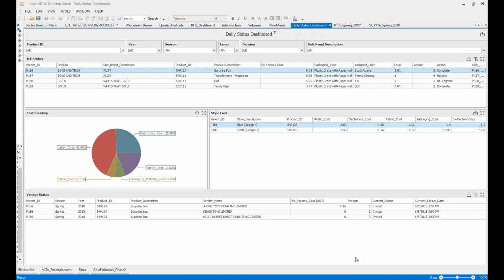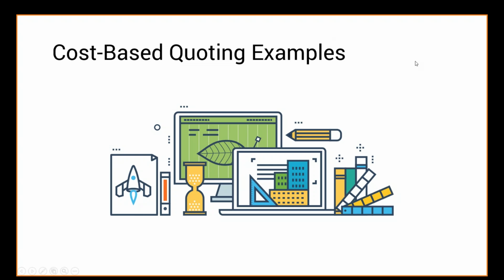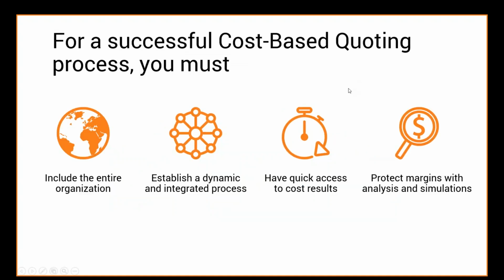Okay, so I'm going to jump back to the presentation. I showed a couple of examples, and again, I am 100% aware that everybody has a different process. Everybody's cost-based quoting process, so to say, is a little bit different. There are different components, different processes that go into it, different stakeholders, different sets of data. But I'm just showing you some examples of what we see out here in the industry, right?